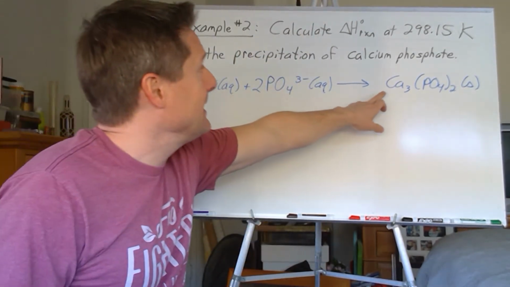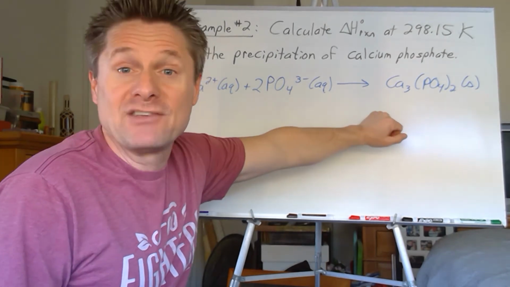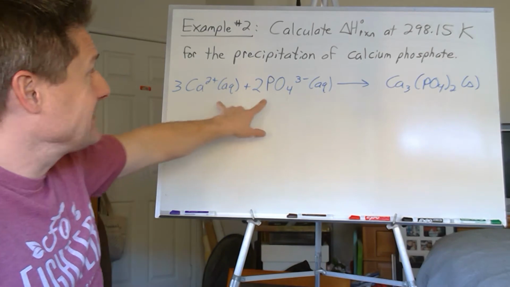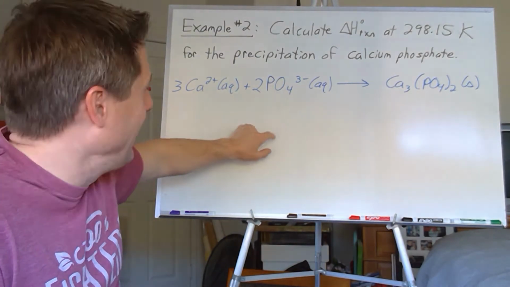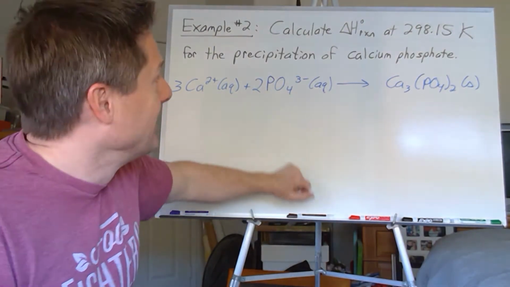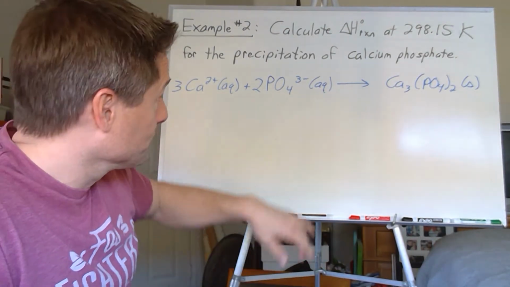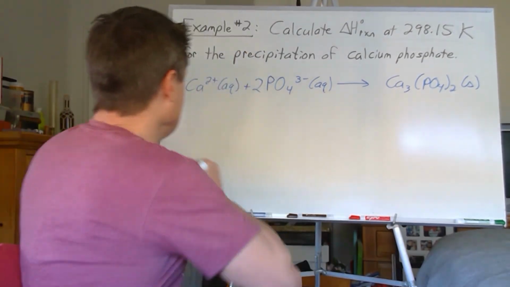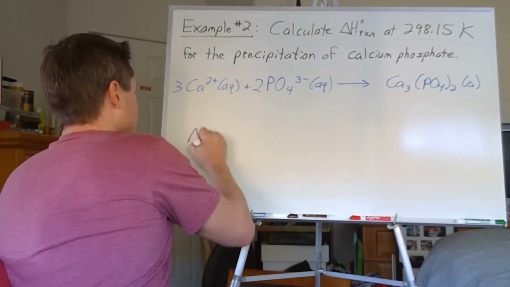So let's calculate the standard enthalpy of reaction for that. Because that's not the elements in their standard states, right? These are the ions. So this is not a standard enthalpy of formation reaction. This is a precipitation reaction. So do the same thing. Get your equation. So we know delta H.